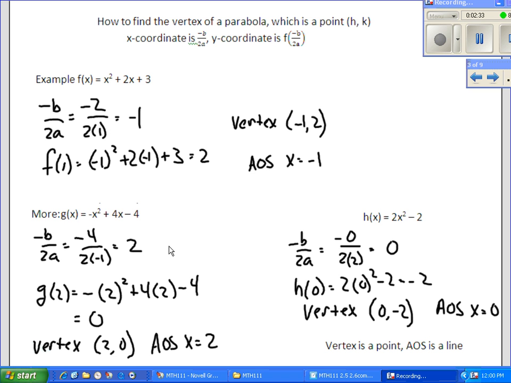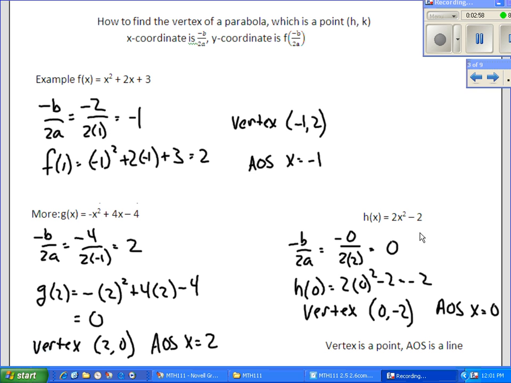A couple more examples. Negative b over 2a in this case would give us x equals 2. Substituting the 2 in. Watch the negative on here. We have to first square the 2, then apply the negative. We'll end up with 0 for the y-coordinate of the vertex. So the vertex is 2, 0, and the axis of symmetry is x equals 2. So it's always x equals whatever the x-coordinate of the vertex is.